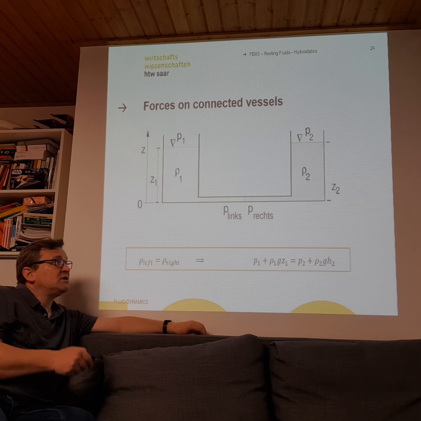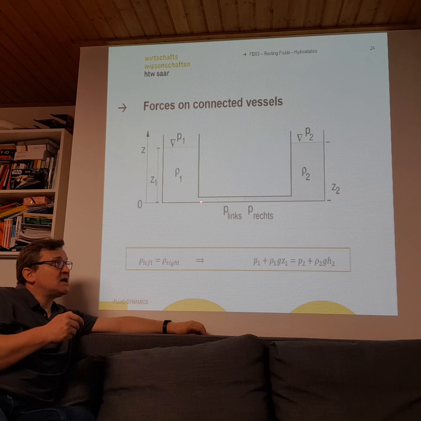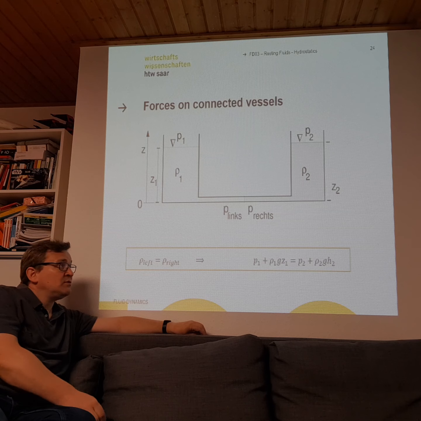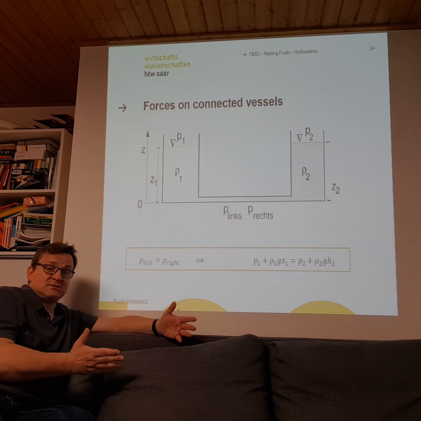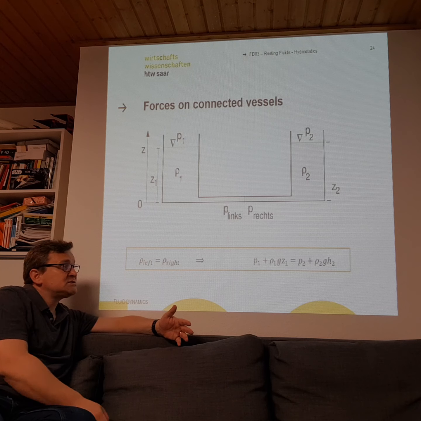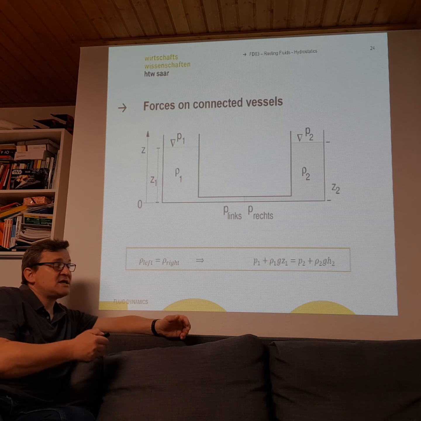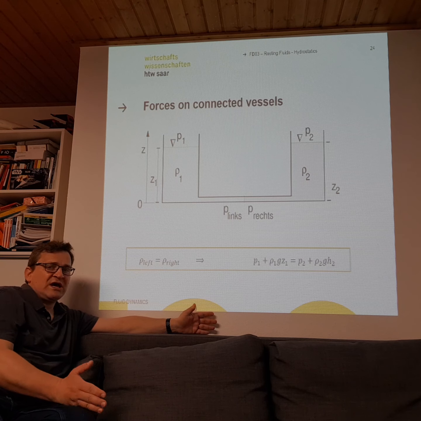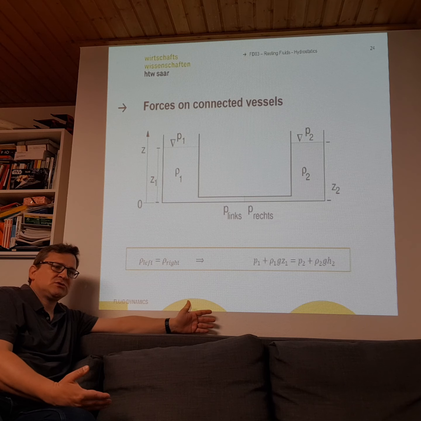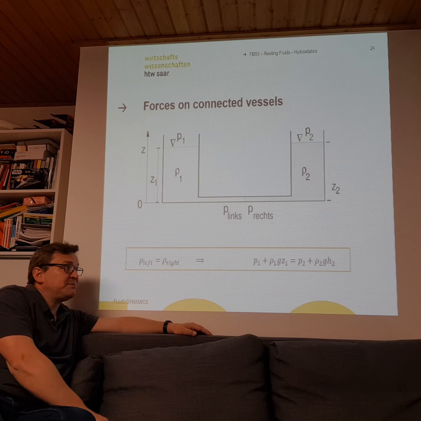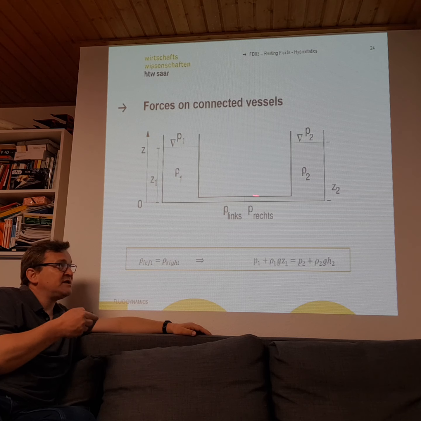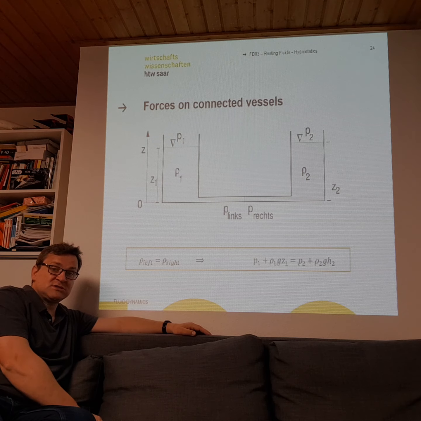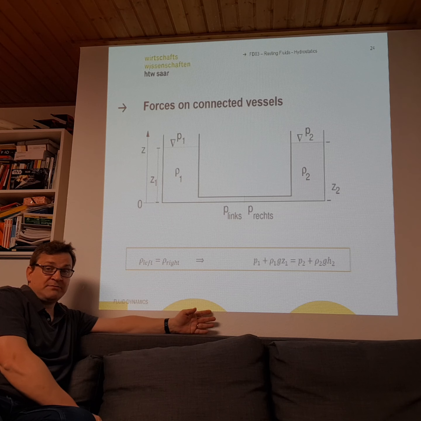And now if both vessels are connected with this pipe, we will always have a balance. Yeah? The forces on the left should always be the same as the forces on the right, because we want to have a resting fluid. There should be no movement. What happens if the balance is not fulfilled and we have different forces and different pressures? What happens?